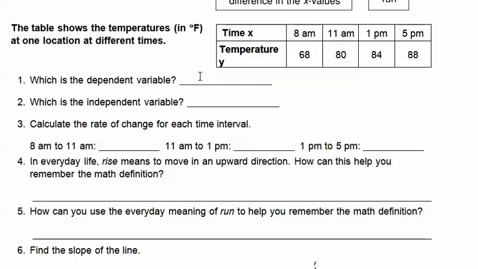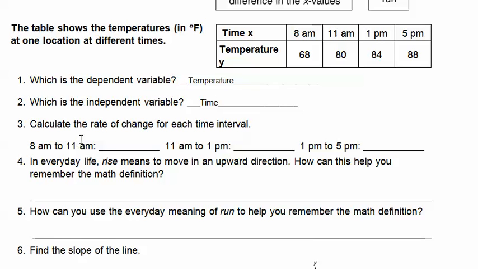So which is the dependent and which is the independent variable? Well, we talked about that already. Temperature depends on what time of the day it is. Your temperature of your day depends on what time of the day it is. Temperature is dependent and time is independent. And again, remember that time is almost always the independent variable. If you have time or hours or minutes or something like that as one of your variables, it's almost certainly going to be the independent.